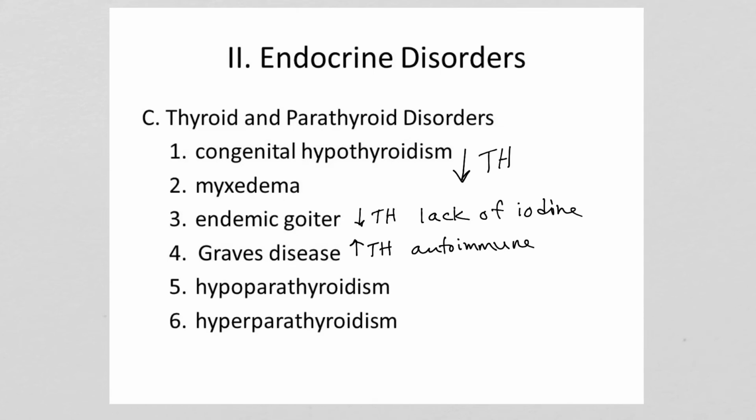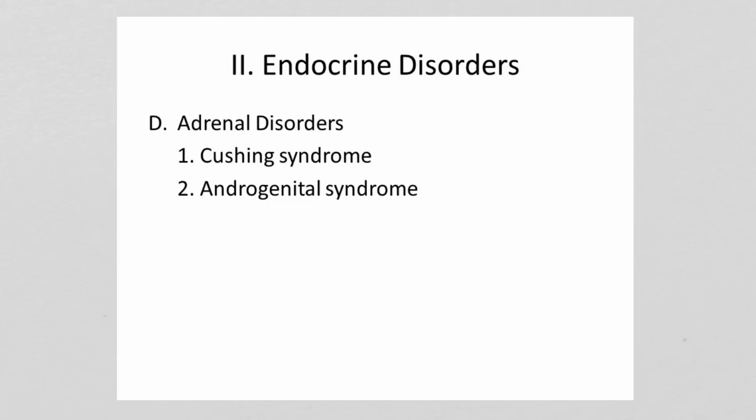So that covers thyroid and parathyroid. Next, let's look at the adrenal gland. The two disorders here are Cushing's syndrome and androgenital syndrome. So let's start with Cushing's syndrome. This is excess cortisol, or too much cortisol release from the adrenal cortex.